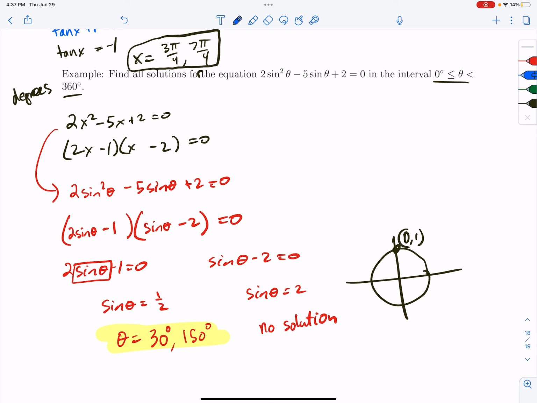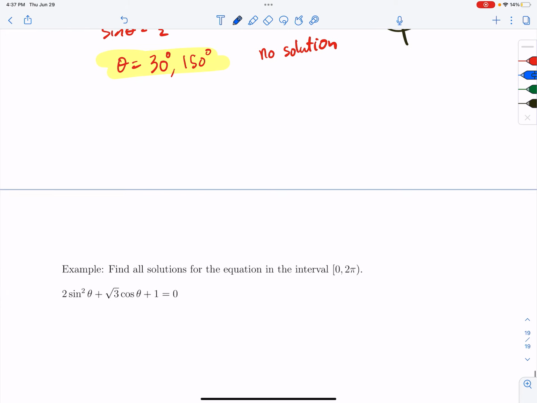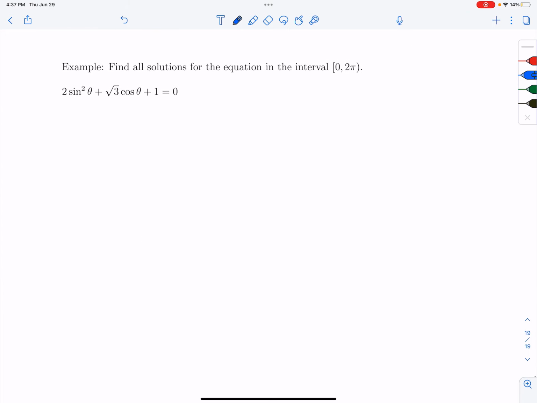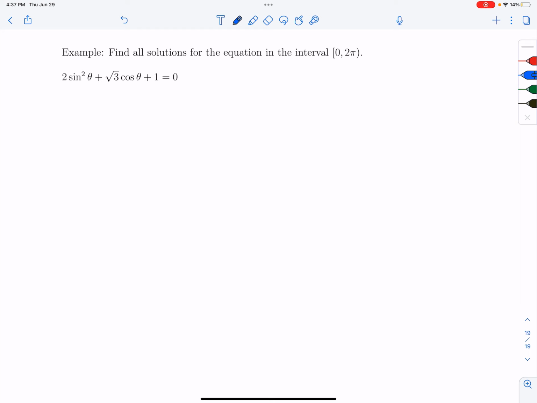Okay, and then one last equation here. This one's a little bit of an extra step. It says find the solutions in radians. So 2 sine squared theta plus square root 3 cosine theta. Now, one thing to notice is that we have two different trig functions here. So what we want to do is rewrite this so that we only have one trig function. And that sine squared theta should make us think of using the Pythagorean identity.